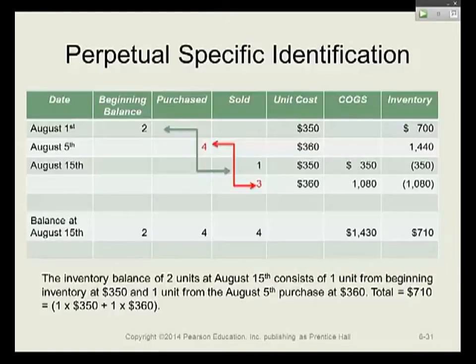Now, again, some of you started the homework. What could you do? You could take an average. You can make an assumption that the first one's in or the first one's out. You can make an assumption that the last one's in or the first one's out. In this case, we're telling you that we're able to identify exactly that out of the 4 units we sold, one of them comes out of the beginning inventory at 350, and 3 of them come out of the August 5th purchase. So we're able to identify those exactly, and my cost of goods sold is now 1430, and my ending inventory would be 710.